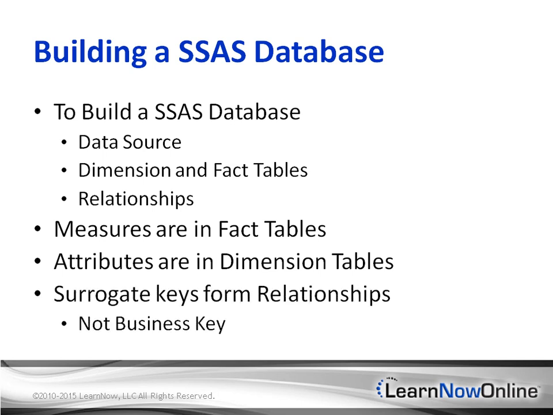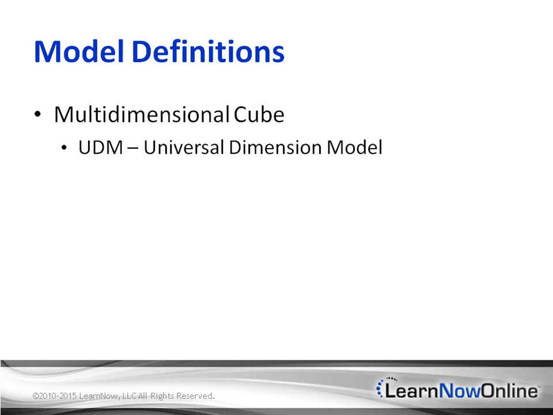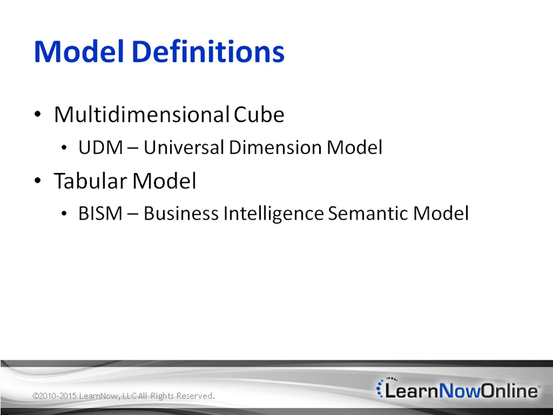In a dimensional model, surrogate keys are the most often used to relate a dimension to a fact table, not the business key, which is from the OLTP system. The multidimensional cube designer uses the Unified Dimensional Model, or UDM, while the tabular model is expressed by a new term, BISM, the Business Intelligence Semantic Model.